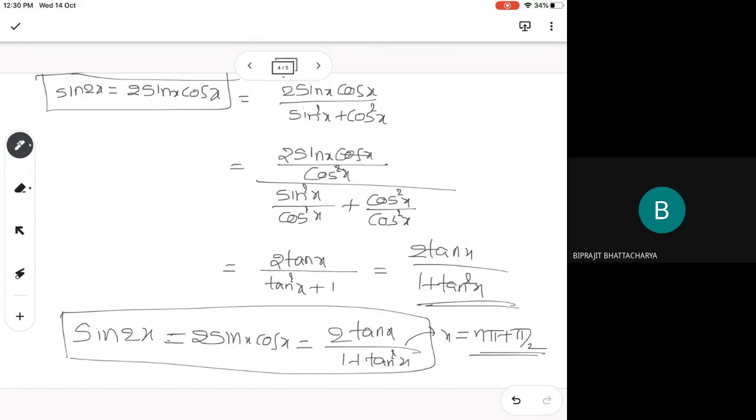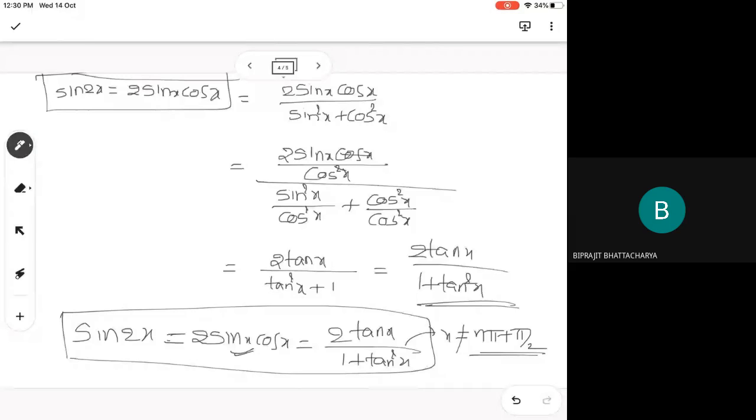So sir, if we don't consider this formula and instead use the earlier one, 2 sin x cos x, it is always true. 2 sin x cos x is always true, isn't it? But 2 tan x by 1 plus tan square x is possible only if x is not equal to n pi plus pi by 2. At x equal to n pi plus pi by 2, it is not defined.